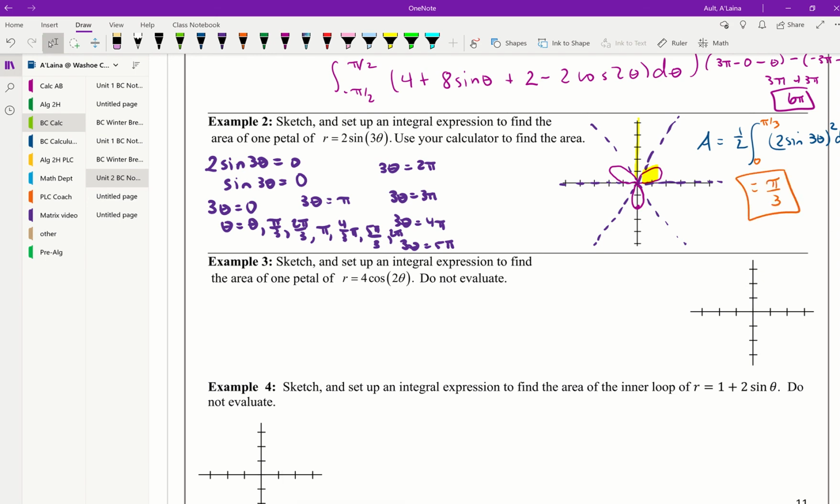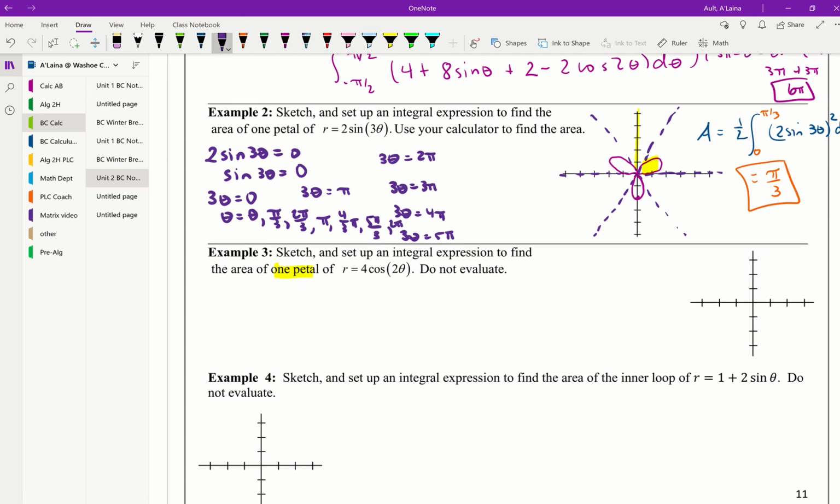All right. Example 3, sketch and set up an integral expression to find the area of one petal of r is equal to 4 times the cosine of 2 theta. This is helpful when they say one petal because then you know it's a rose. We're not going to evaluate it, and let's do no calculator on this one as well. Okay? All right. Well, this one will have a radius of 4.